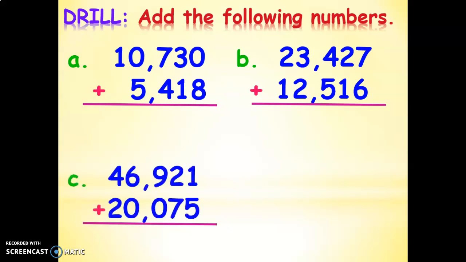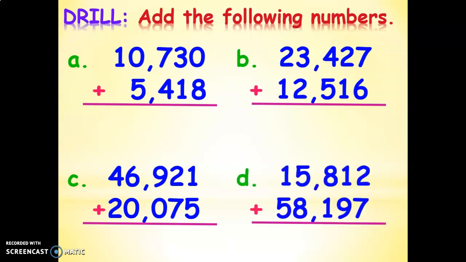12,516. To continue answering letter C, you have 46,921 plus 20,075. And for letter D, you have 15,812 plus 58,197. Try to think of your answers. Remember to use or add your numbers according to their place value.